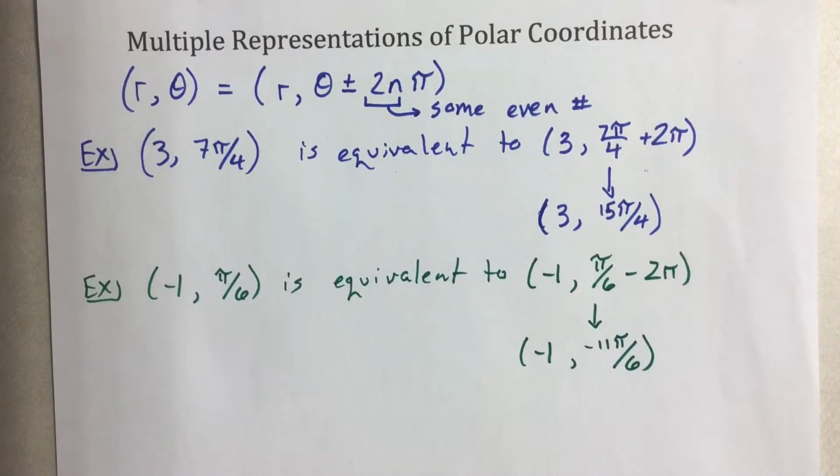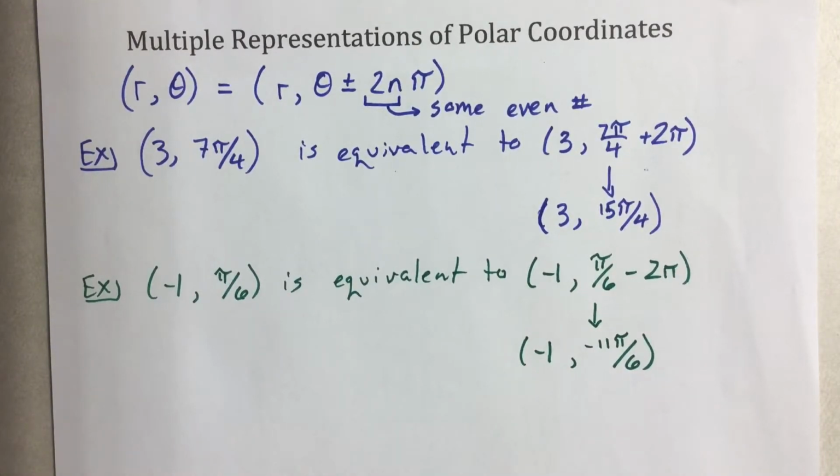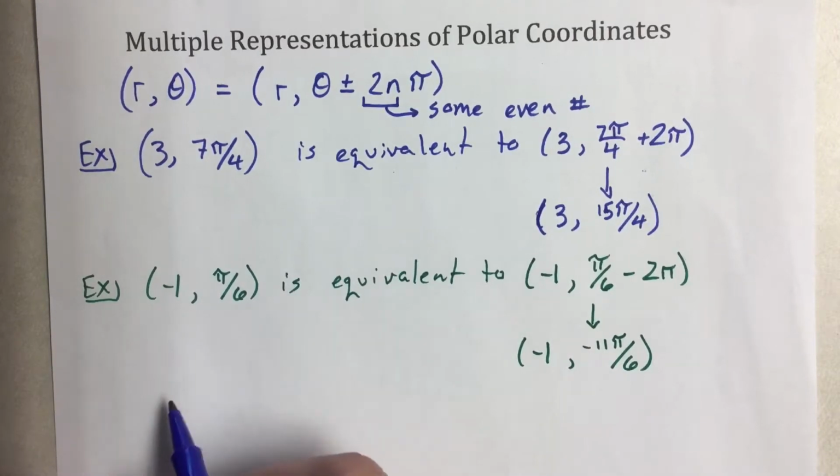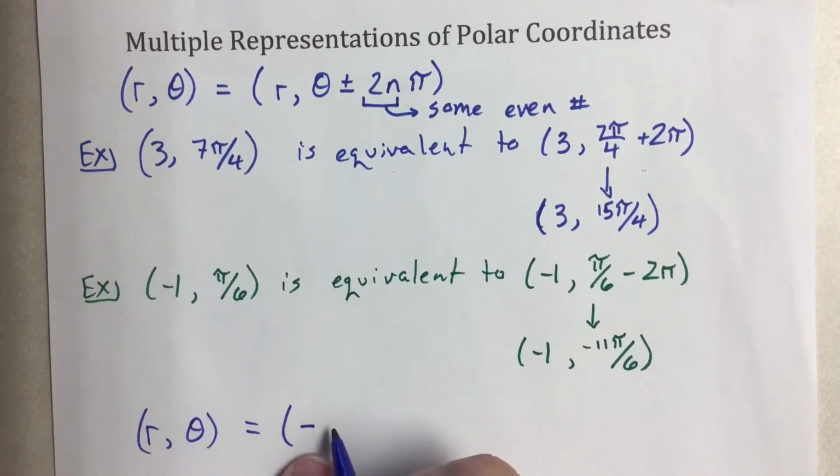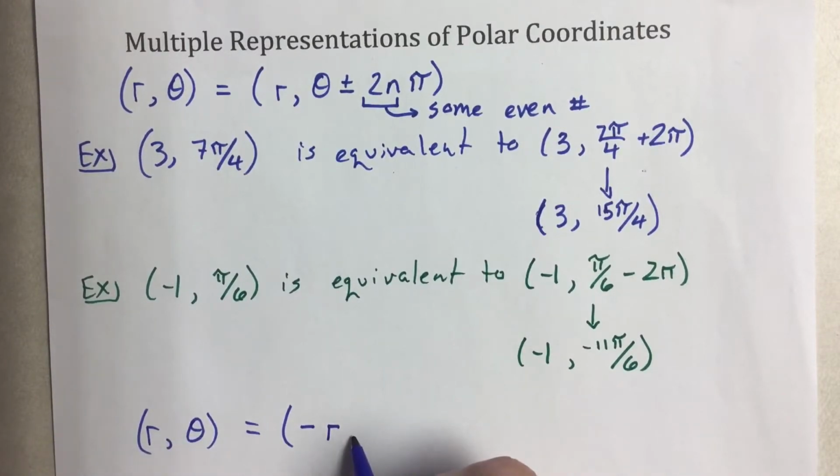Okay, so let's try, well, there's not much more to that. If I keep the same radius, I can add or subtract an even number of pi. So the other possibility is, let's say we have r, theta. I can get another representation if I have the opposite radius. So if I have positive r, we have negative r.